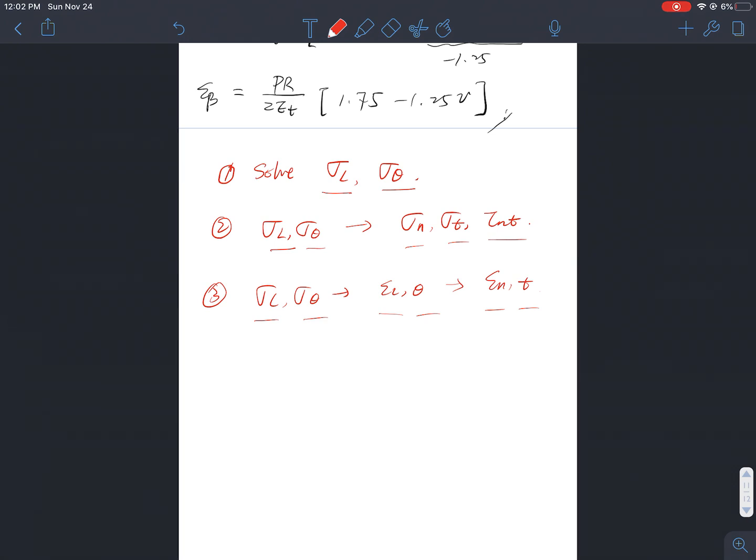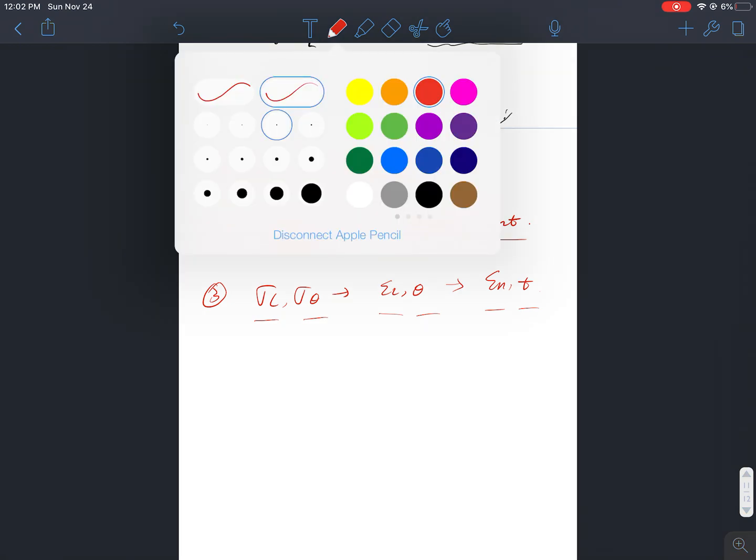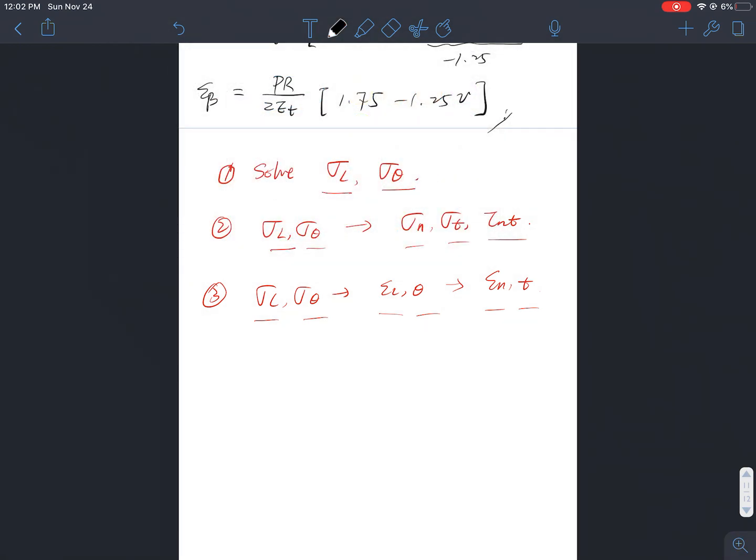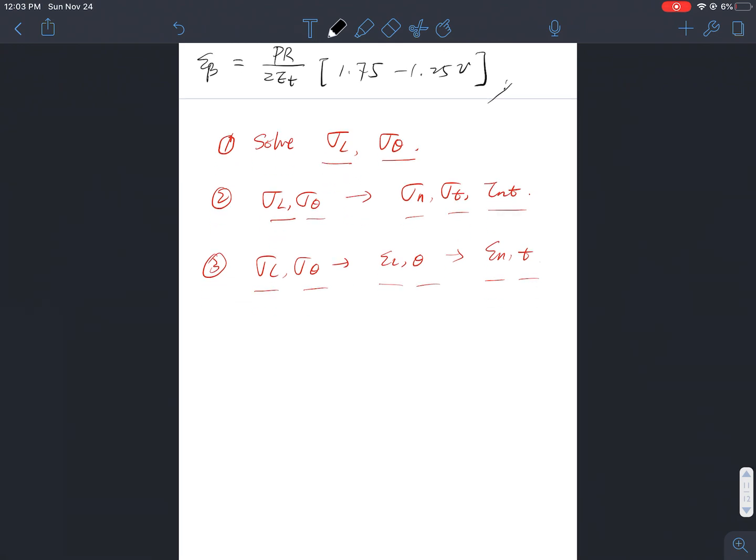All right, so not too bad. But the problem can get very difficult when you have combined problems. Okay? All right, so at this point, we're officially done with the pressure vessel. Okay? And thank you for watching. We're going to start the combined loading in the next lecture.